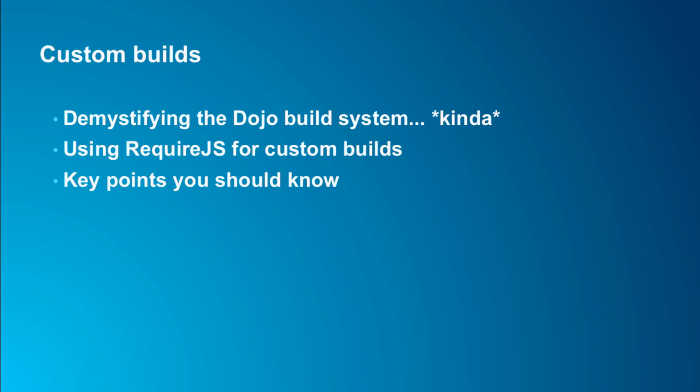There's the basics that you should do when you do a Dojo build, but then there's a lot of really advanced stuff that you probably never need to know about until you need to know about one of those things, and those advanced features are kind of hidden away in the documentation there. You can use require.js for custom builds, and I'll talk a little bit about those limitations and some of the key points about the build system and some of the limitations that you should know.